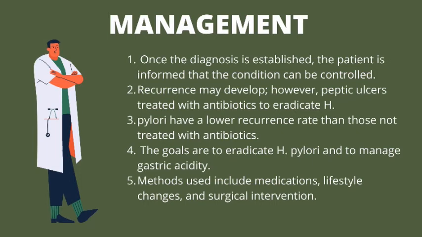Acid management is very important, because if the HCl inside the stomach is not proper, then ultimately the person will get peptic ulcer. That's the reason the main goal is H. pylori, which is one of the bacteria because of which people get peptic ulcer, and we need to manage the gastric acid. If the gastric acid is managed in the stomach, the person will not get peptic ulcer. We need to focus more on methods such as medication, lifestyle changes, and surgical intervention. These are some of the management approaches we have seen.